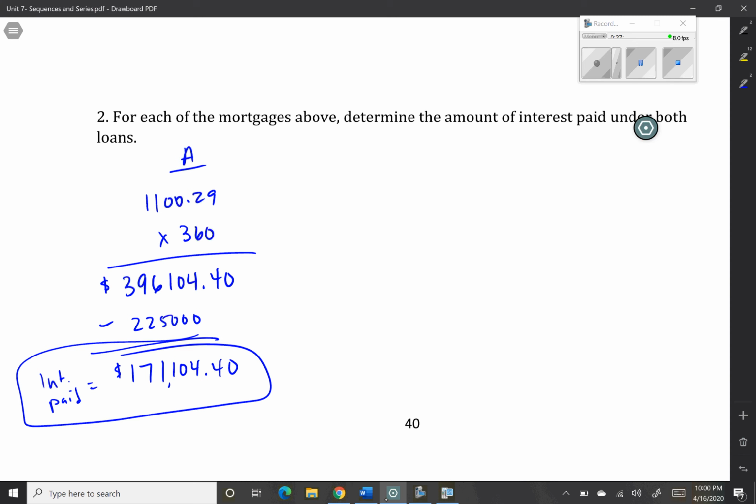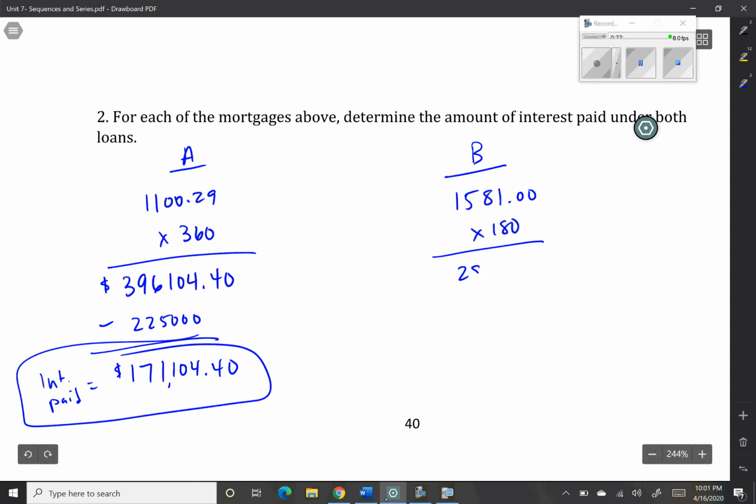Where mortgage B, which had the higher monthly payment, $1,581, and it had fewer payments over the course of the loan, that comes out to be $284,580. Well, if you subtract the original amount of money that you borrowed, you get an interest paid of only $59,580.